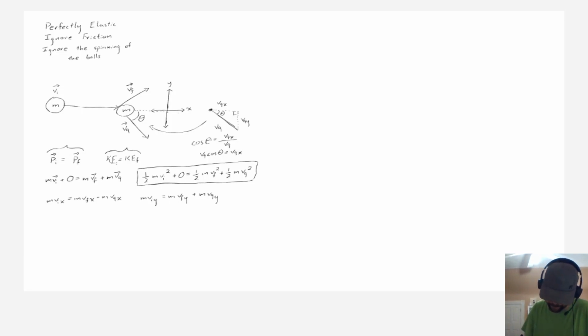And now we can plug in for velocity 9x, and we can do the same process for v9y, except it's going to be sine of theta. It's going to be v9 sine of theta equals v9y. And on the other side, for velocity final, we can do the same thing. And actually, there's something I missed in the setup of the problem. This angle was also theta.